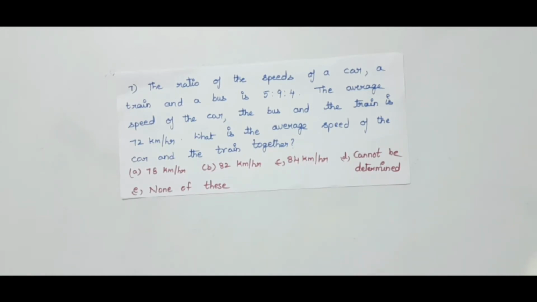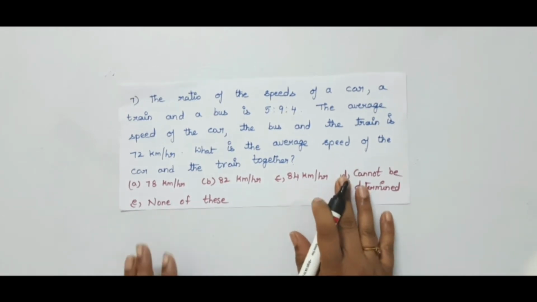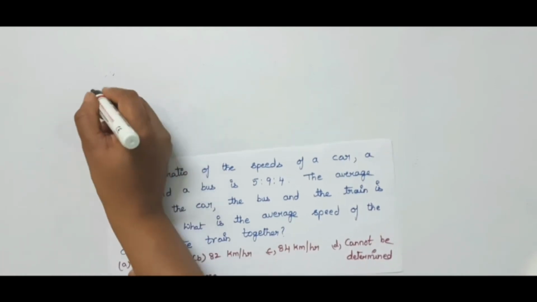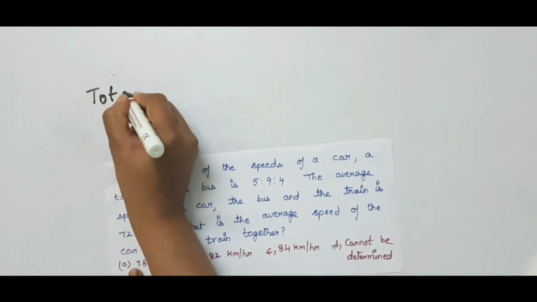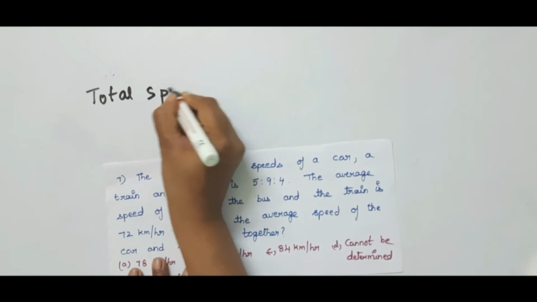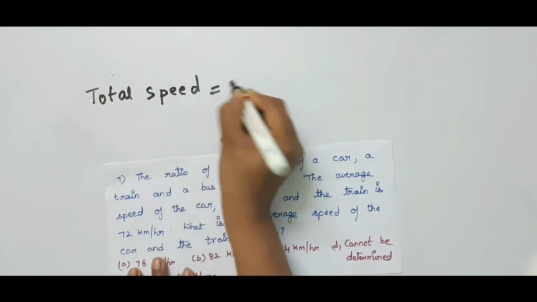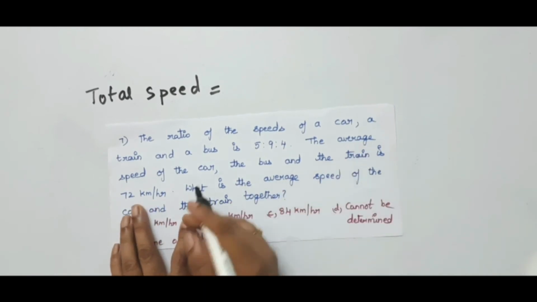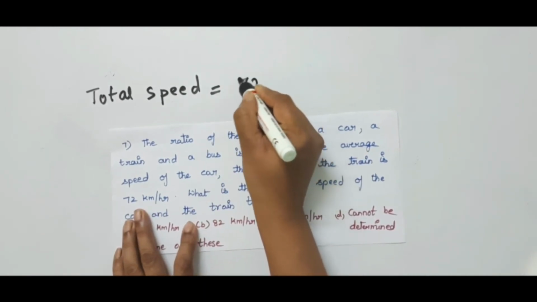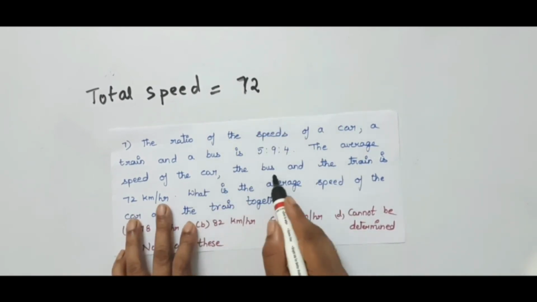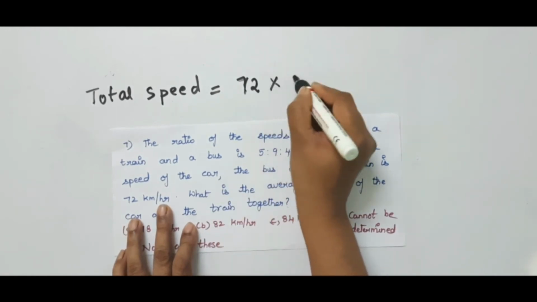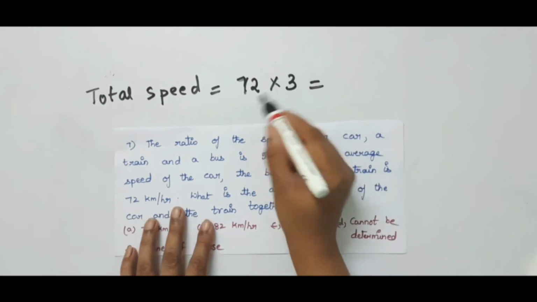So in this problem he has given the average speed of the vehicles. Average speed can be expressed in terms of the total speed, is it not? He has given the average as 72. For the total, how many vehicles are there? 1, 2, 3. 3 vehicles are there, car, bus and train. So just multiply by 3. You will get the total, is it not?